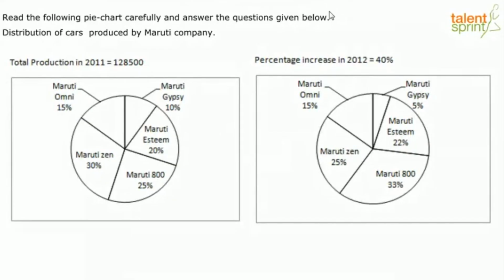So this is what is given here, right? It says read the following pie chart carefully and answer the questions given below. So 5 questions are asked along with this data. Let us first understand the data here. So what does it talk about? Distribution of cars produced by Maruti company.